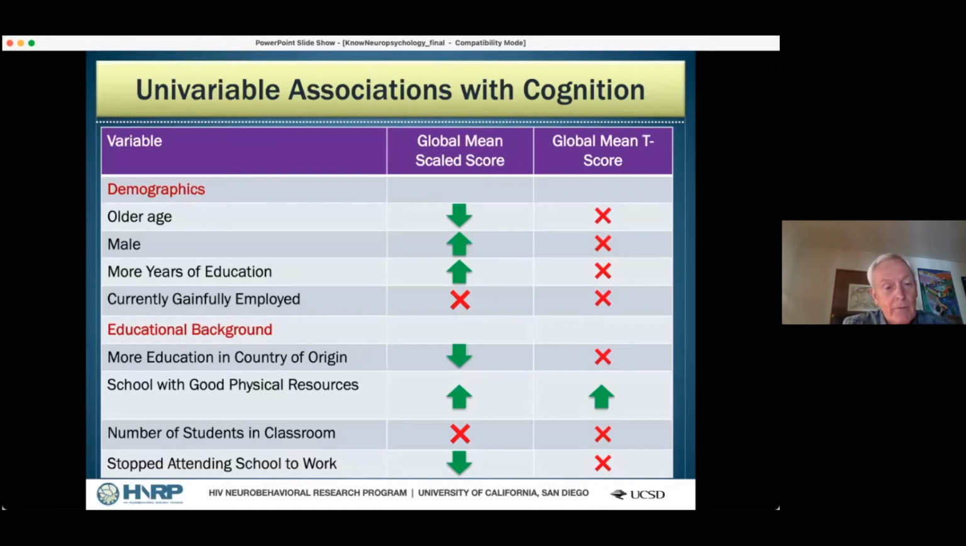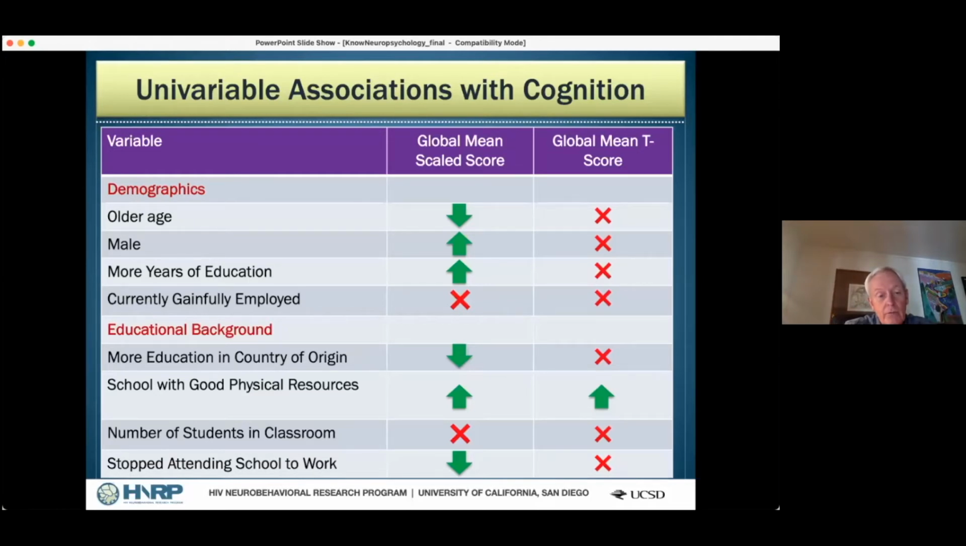We asked some more details about educational background. One of the things we asked about was what percent of their education was in the country of origin, which virtually always was Mexico. And that was important for scale scores, but the effect went away with the basic demographic corrections.